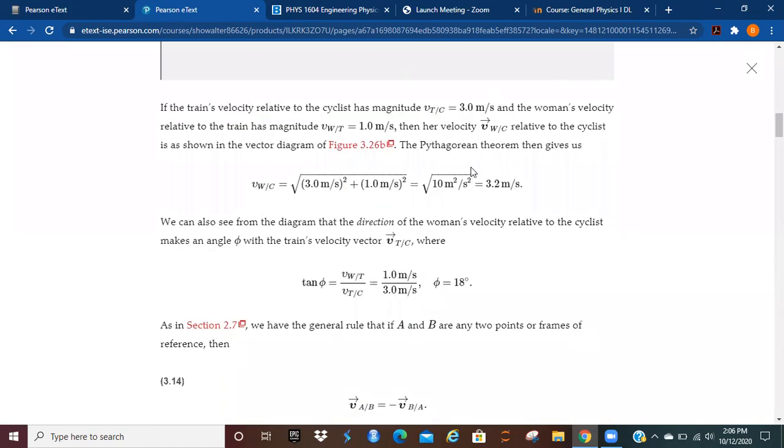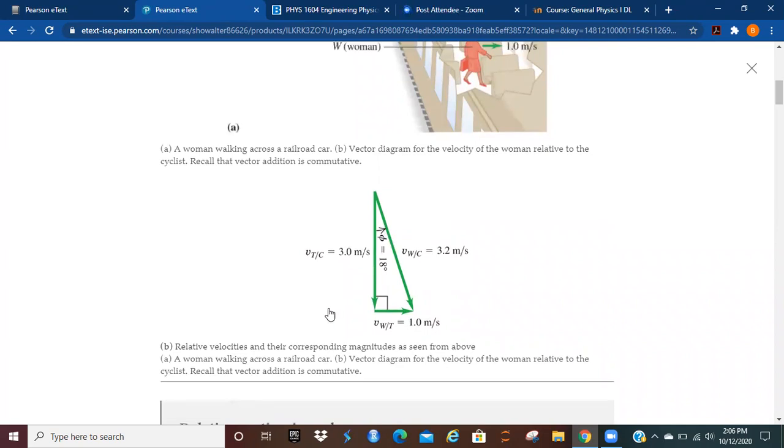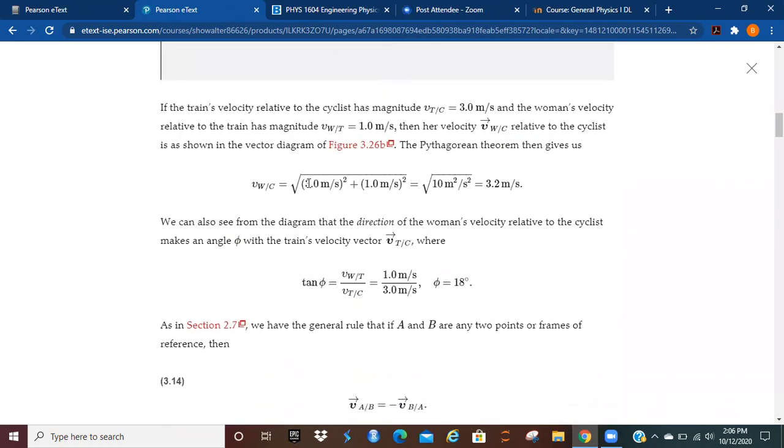So if you take the velocity of the train with respect to the cyclist as 3 meters per second, and the woman with respect to the train as 1 meter per second, then the woman with respect to the cyclist would be this side, which is the same as the hypotenuse of a triangle. So 3 squared plus 1 squared, and then take the square root, is 3.2 meters per second.